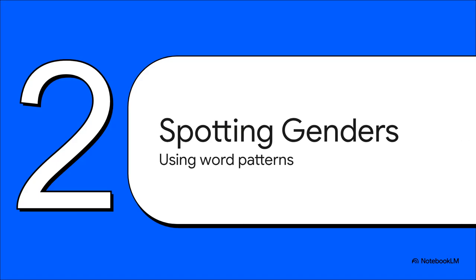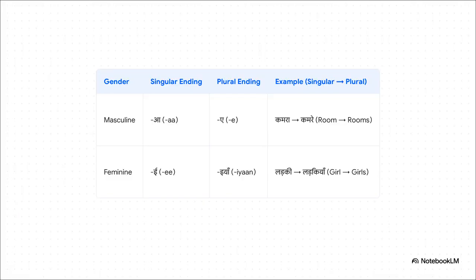So how in the world do you figure out which pile a word goes into? Well, the good news is you don't have to guess every single time. While there aren't any perfect 100% laws, there are some incredibly helpful patterns. Think of them like cheat codes. And it almost always comes down to how the word sounds at the end.